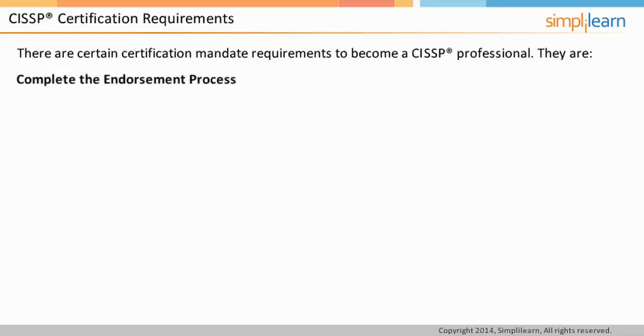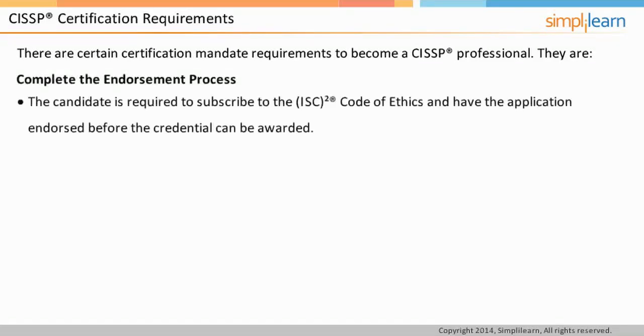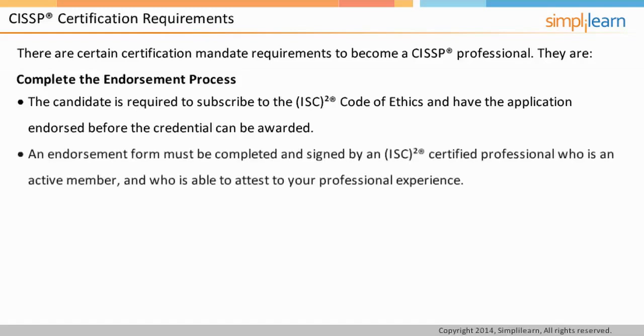Complete the endorsement process. The candidate is required to subscribe to the ISC Square Code of Ethics and has to get the application endorsed before the credential can be awarded. An endorsement form must be completed and signed by an ISC Square certified professional. The professional should be an active member and able to attest to your professional experience.